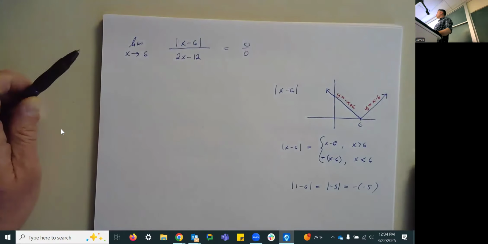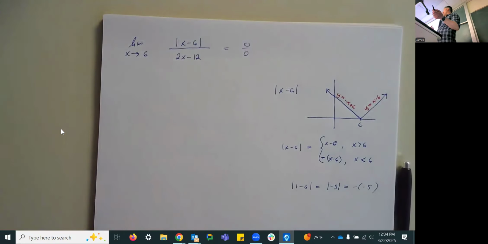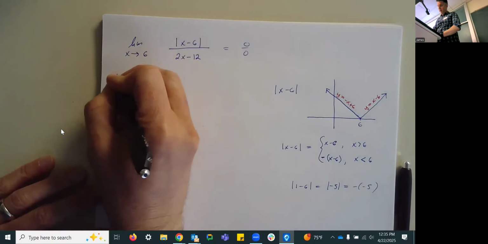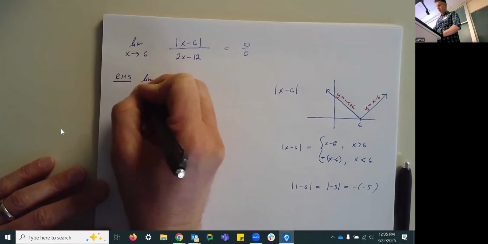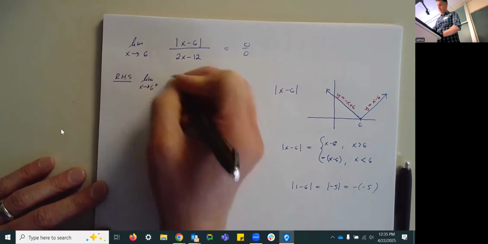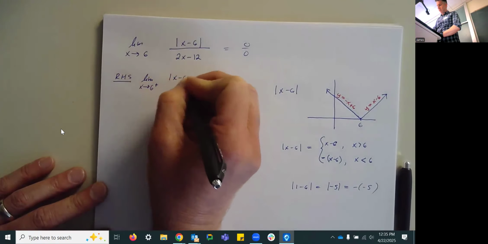So that's what we're going to have to do to see what this limit is. We're going to actually have to break this up into two limits where we look at the right side and the left side of 6. So here's what I mean. We're going to look at the right-hand side limit by doing the limit as x approaches 6 from the right of the absolute value of x minus 6.